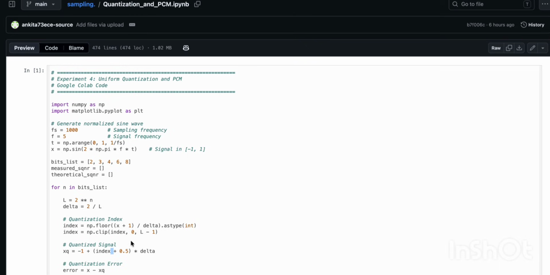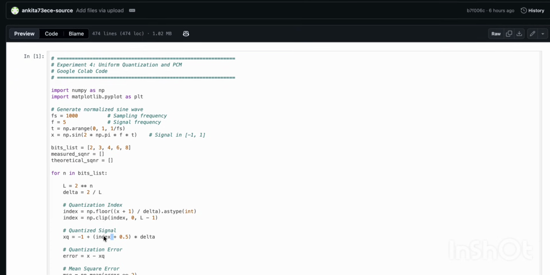The signal values are shifted from the range -1 to +1 into 0 to 2. Then each value is divided by the step size and rounded down using the floor function. This assigns every sample to a quantization level. The clip function ensures that every index remains within the valid range from 0 to L minus 1. This prevents invalid indices.